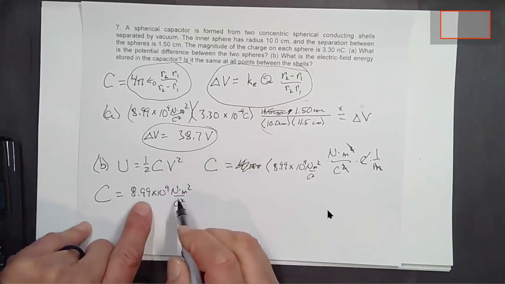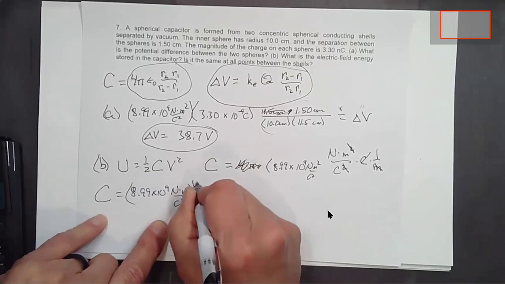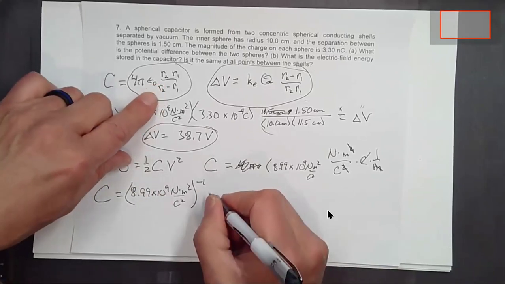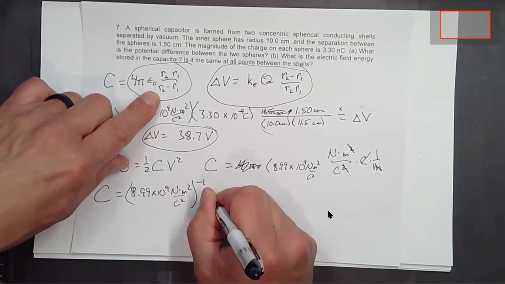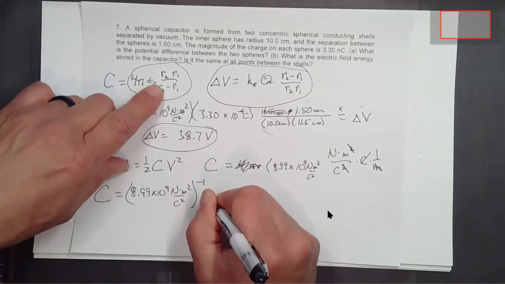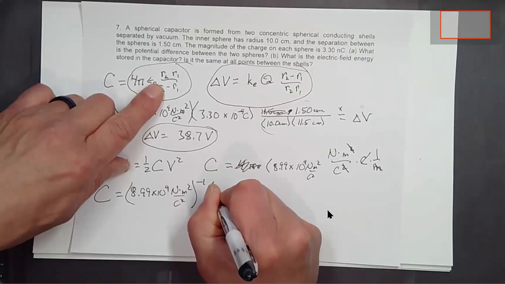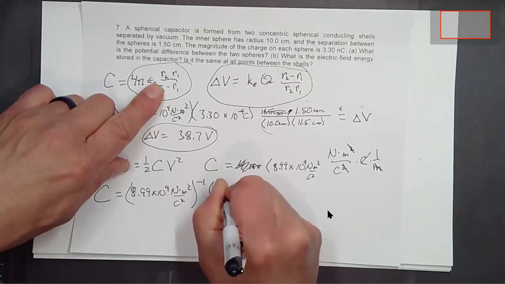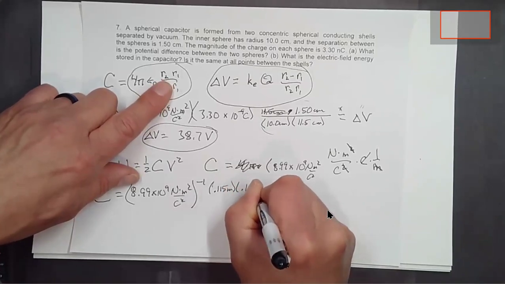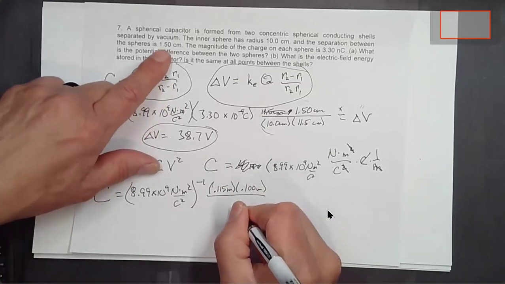Now, what I just wrote is 1 over 4 pi epsilon naught. So I have to take this to the -1 and multiply it by the geometry terms here, which as I write them, I'm going to convert them into meters. So I'll have R2, which is 11.5 centimeters, 0.115 meters. R1 is 0.100 meters. And then on the bottom, I'll have R2 minus R1, which is 1.50 centimeters.